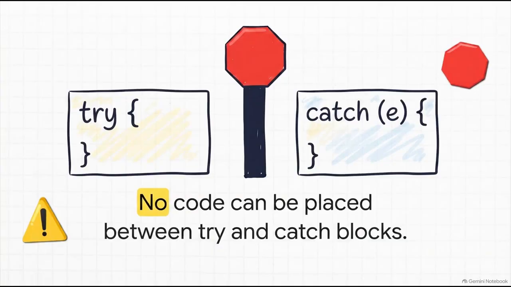Please lock this strict syntax rule into your brain for your exams because it's a classic trick question. Absolutely no code can be placed between the closing brace of a try block and the opening brace of the first catch block. I mean it. If you put even a single innocent print statement in between them, your entire code will fail to compile.